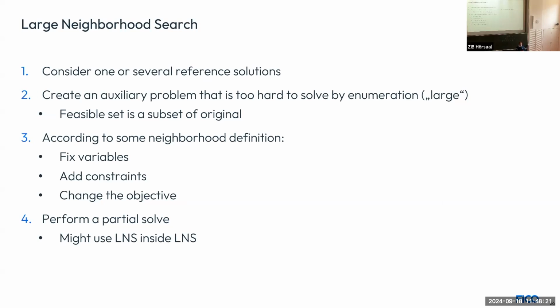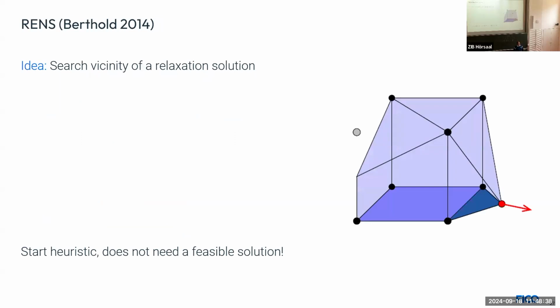Most likely just partially. So in a sense, this is the answer to how you find a good solution for a MIP: you solve a MIP, but a smaller one, which might be easier to solve and hopefully still contains good solutions. And how do you construct these subMIPs?